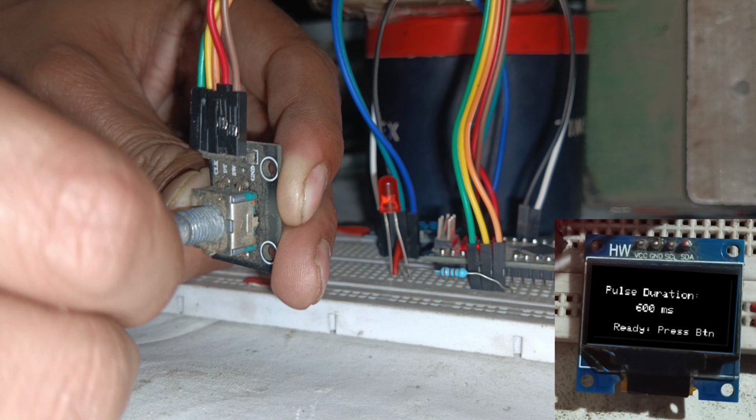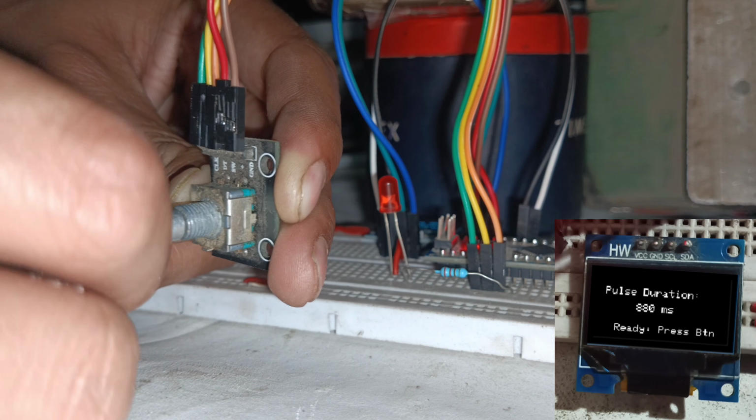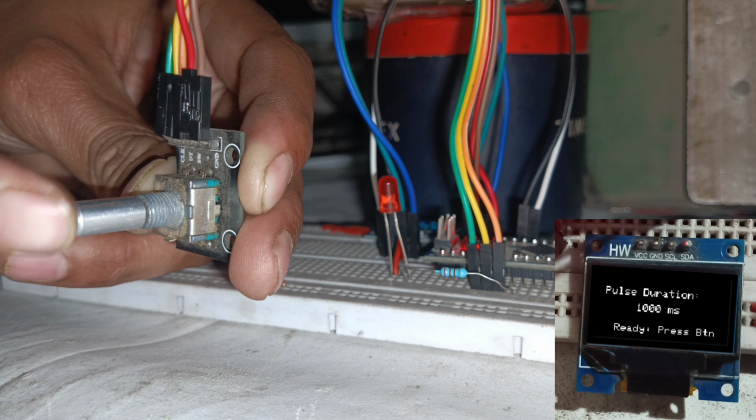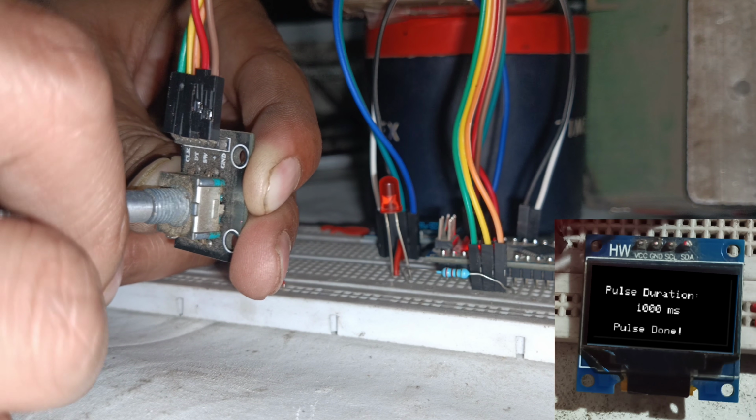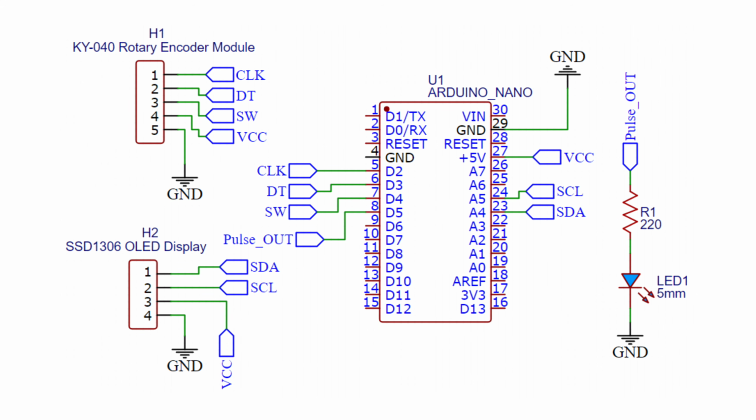In this video we will learn how to create a smart and futuristic pulse generator using the KY040 rotary encoder module and an Arduino Nano board. The circuit diagram demonstrates a smart pulse generator built using an Arduino Nano, a KY040 rotary encoder module, an SSD1306 OLED display, and an LED indicator.